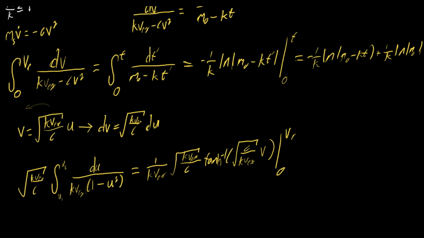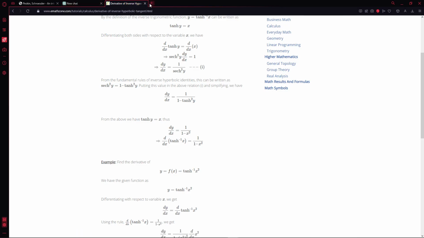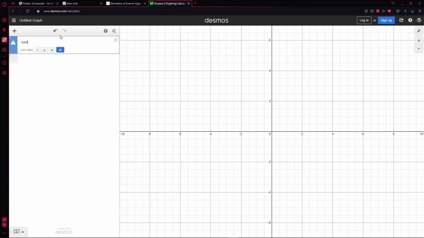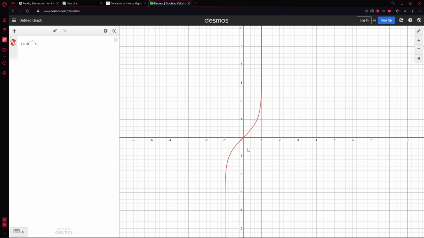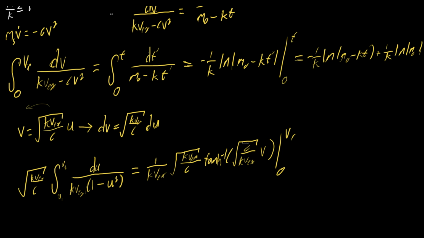The inverse hyperbolic tangent of 0 will just be 0, which you can see for yourself in a graph. I can show you the graph really quick. Let's go to Desmos. So this is what the inverse hyperbolic tangent looks like, and you can see that it is 0 at 0. So all in all, we're just going to get rid of this bound here, and we could just put a little vr here for the v rocket. And there we go. So we're going to write everything out.